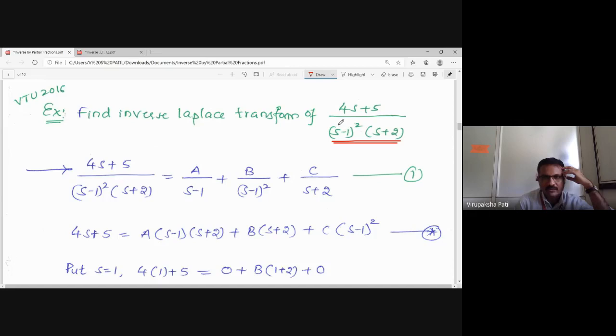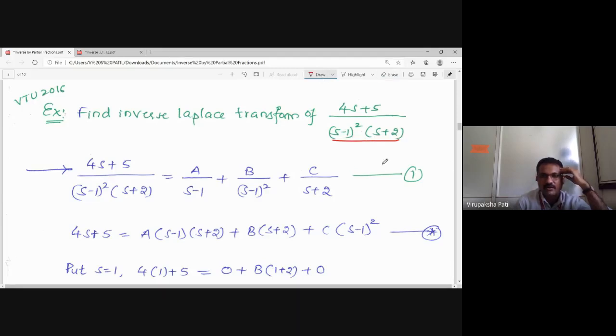So here you observe (s - 1) whole square is there. s - 1 is a factor. Its power is 2, means it is what? A repeated factor. Now (s + 2) raised to 1 is there, so this is a linear factor. So it is a combination of a repeated factor and a linear factor. So you need to concentrate.